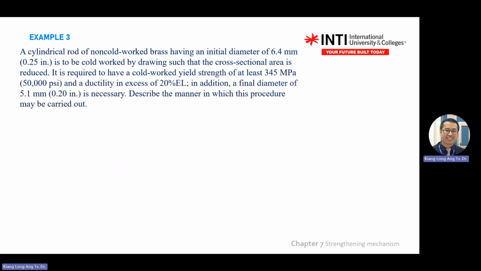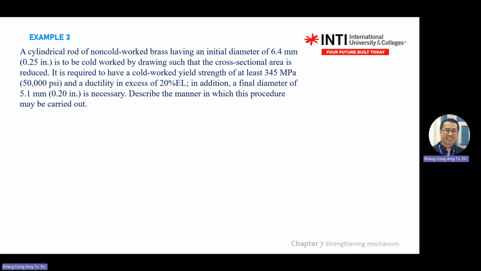Okay, example 3 is a final exam standard question. We go through example 3, then we end the class. No break, just end the class and see you next week. Right? So you're given a scenario. A cylindrical rod of cold-worked brass having an initial diameter of 6.4 mm is to be cold worked.